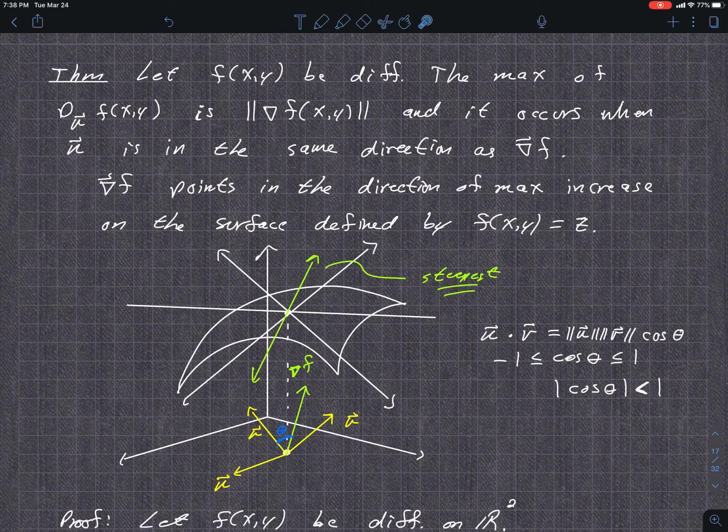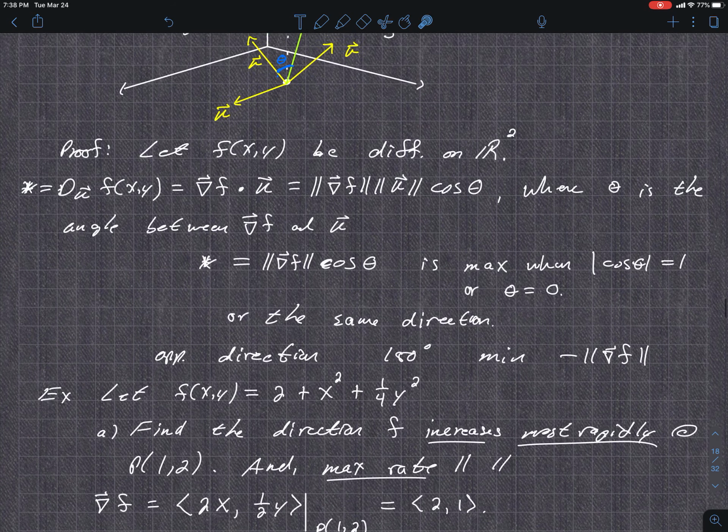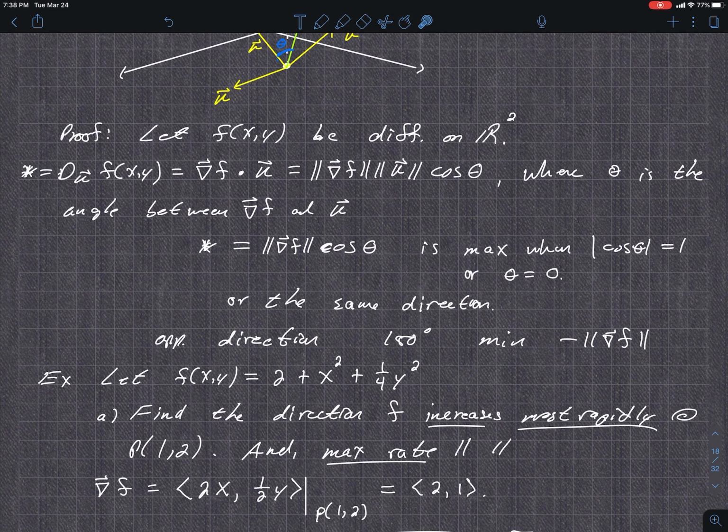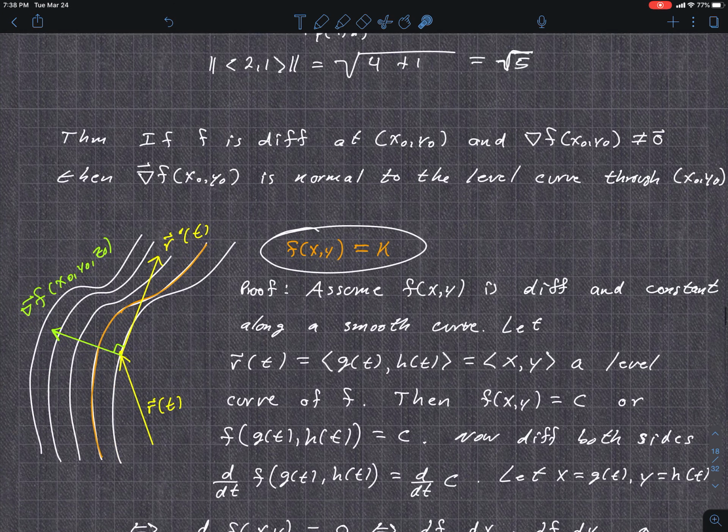Let f be differentiable, so be able to explain this idea here. The gradient of f points in the direction of the maximum increase. So know how to describe that. And it's based off of this formula, the formula back in chapter 12, the dot product between two vectors. Okay, so be able to do this proof and understand it. May not be asked directly like that, but it's definitely an important concept. Then examples.